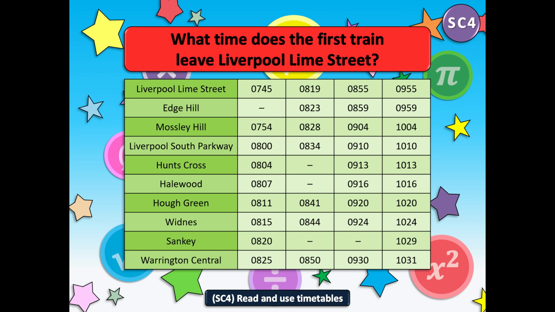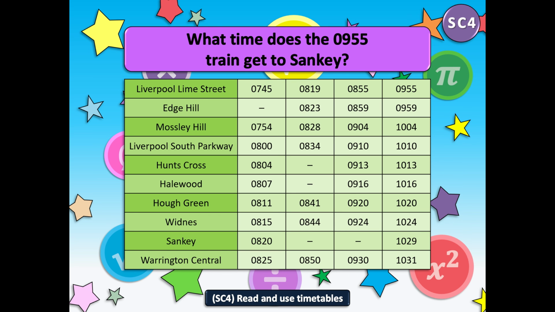So what time does the first train leave Liverpool Lime Street? Well, that's at 7:45. At what time does the 9:55 train get to Sankey? Well, we look at the column that starts at 9:55 and we read down that column until we get to Sankey. So that's at 10:29.